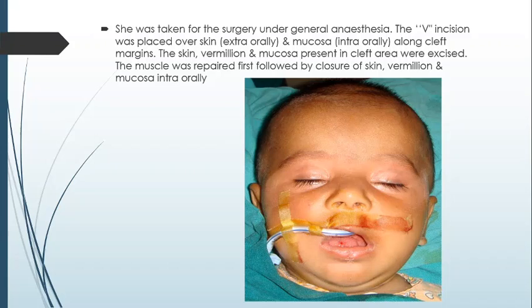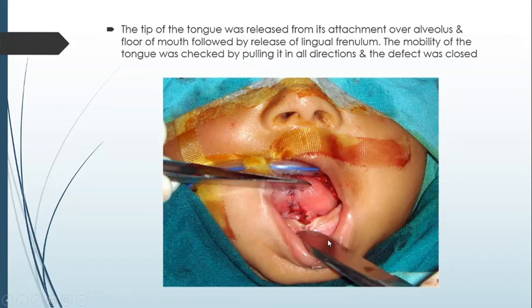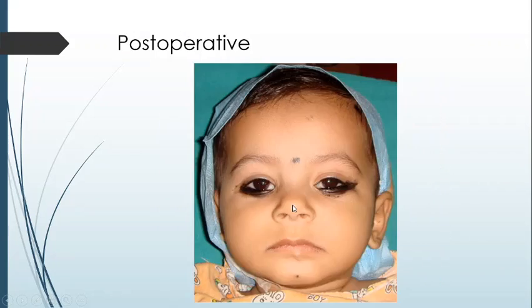She was taken for the surgery under general anesthesia. They started to correct the cleft lip. They did a V-incision over the skin and the mucosa to correct the cleft, and then they moved to correct the ankyloglossia. They released the tongue from its attachment over the alveolus and the floor of the mouth. Then they checked the mobility of the tongue, and the defect was closed.